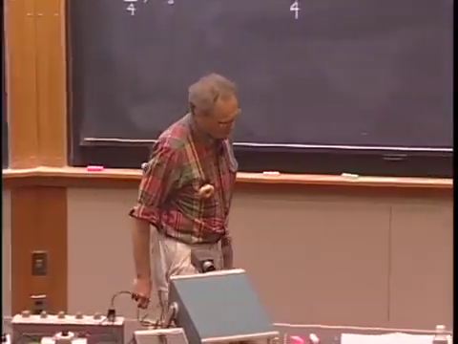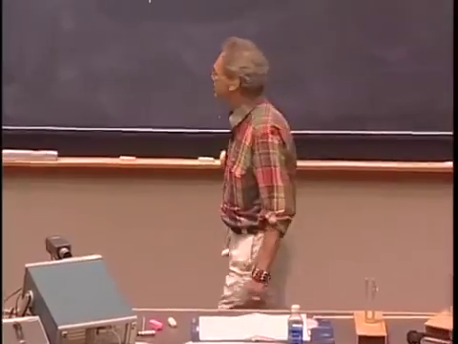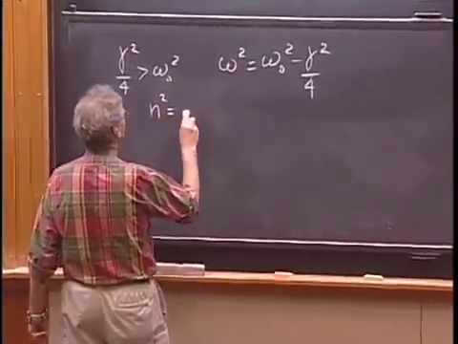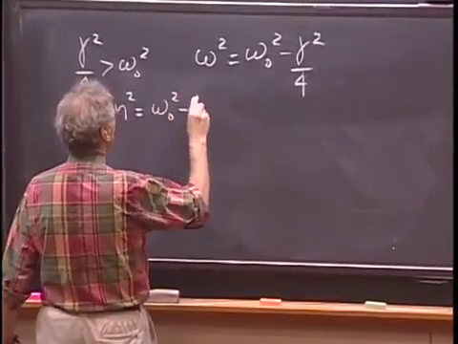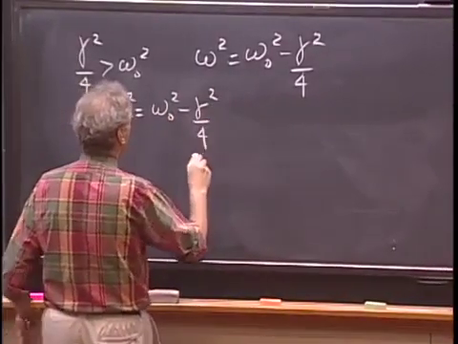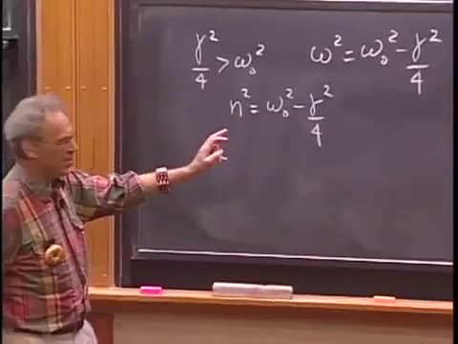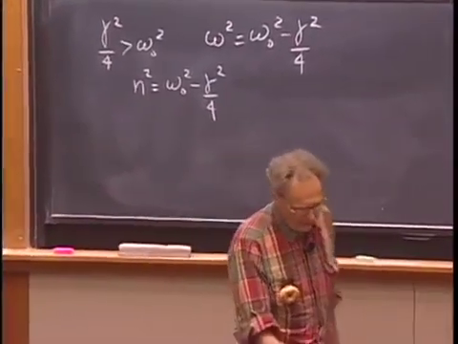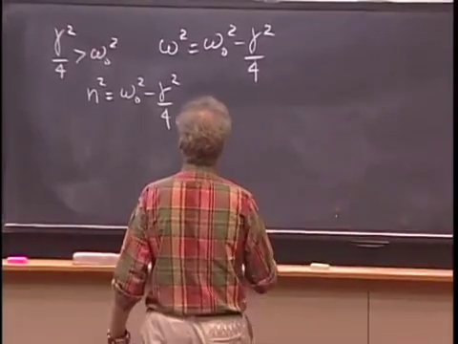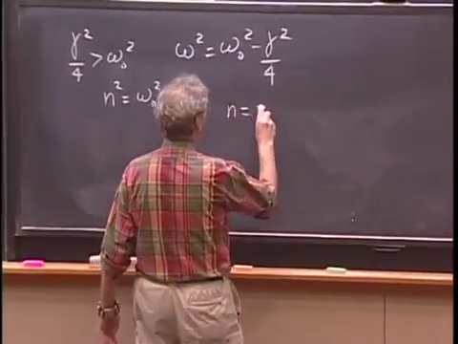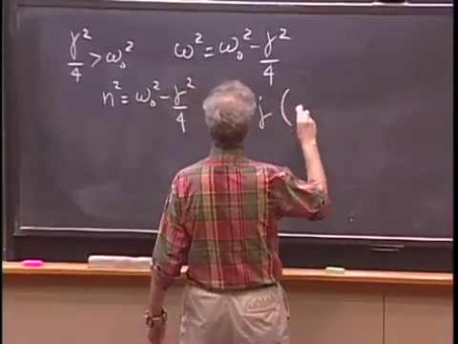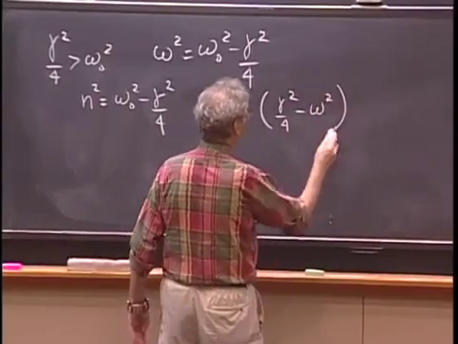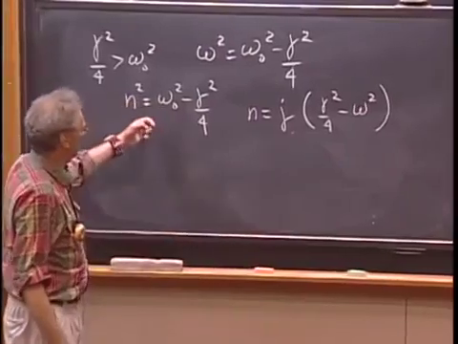We are closer to a solution than you may think. Remember, we did have at one point in time n squared equals omega 0 squared minus gamma squared over 4, and then we recognize that n really is omega. Well, n is therefore also j times gamma squared over 4 minus omega squared, because if you square this, you get that.